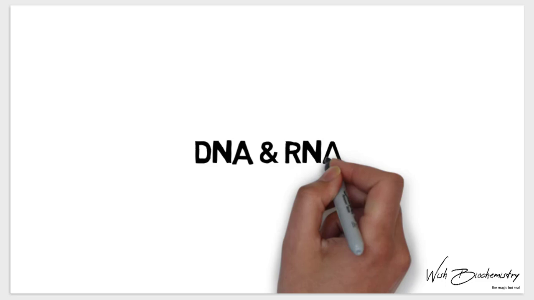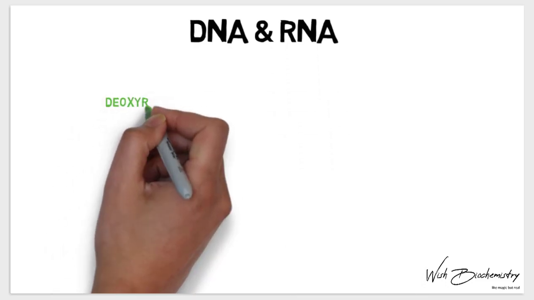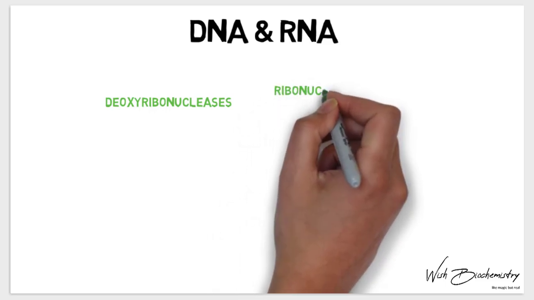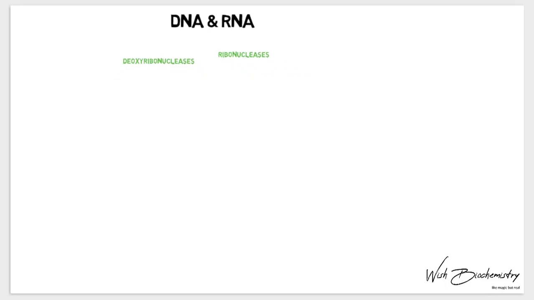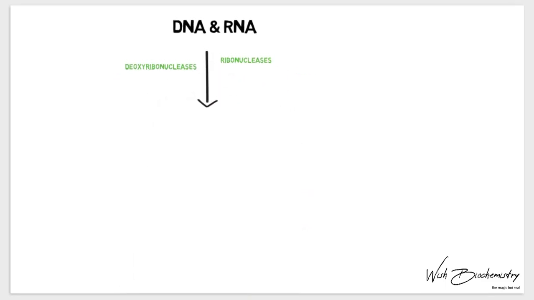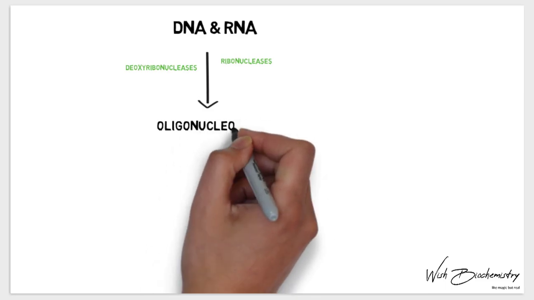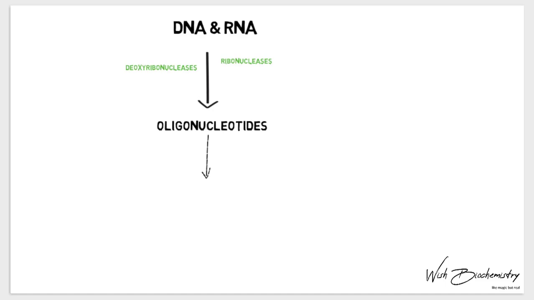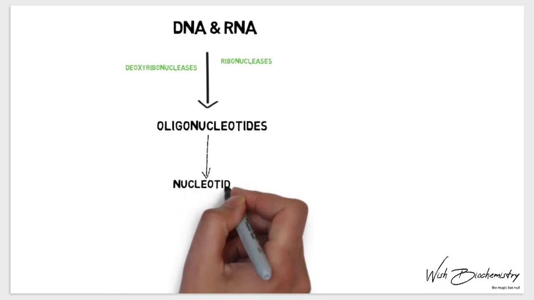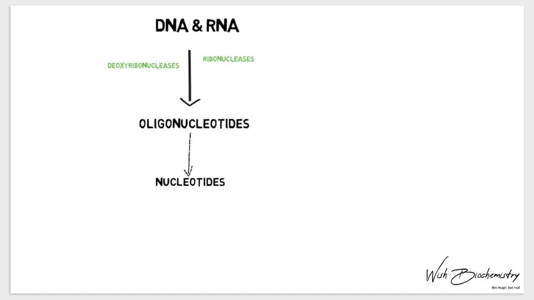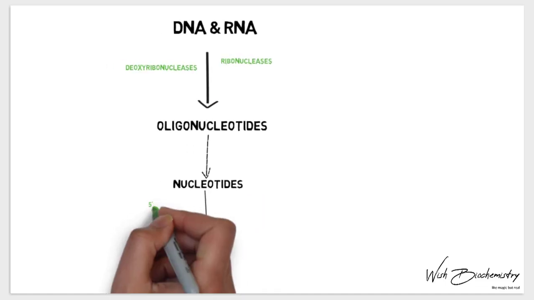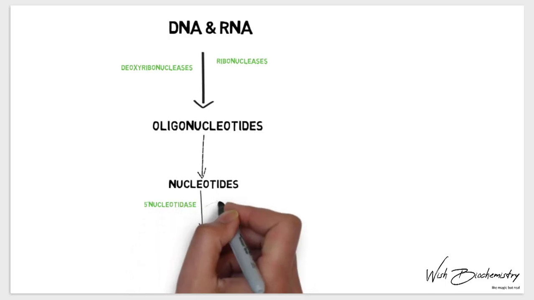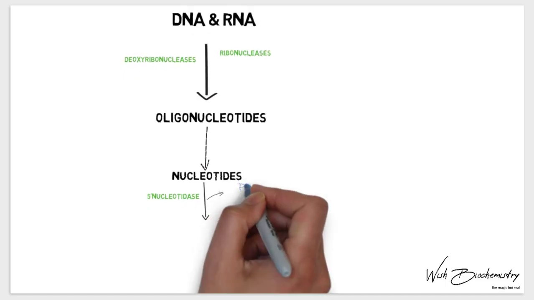Nucleic acids DNA and RNA are acted upon by the enzymes, DNA by the deoxyribonucleases and RNA by ribonucleases, and are broken down into oligonucleotides. Eventually, these oligonucleotides are broken into nucleotides by their respective nucleases. These nucleotides are then acted upon by the enzyme nucleotidase, and after removal of the phosphate group, nucleotides are converted to their nucleosides.